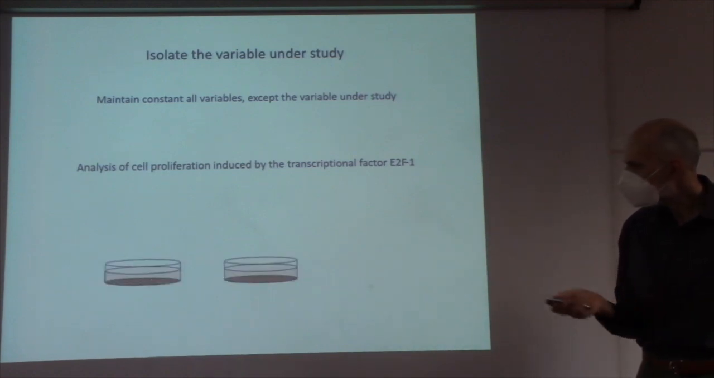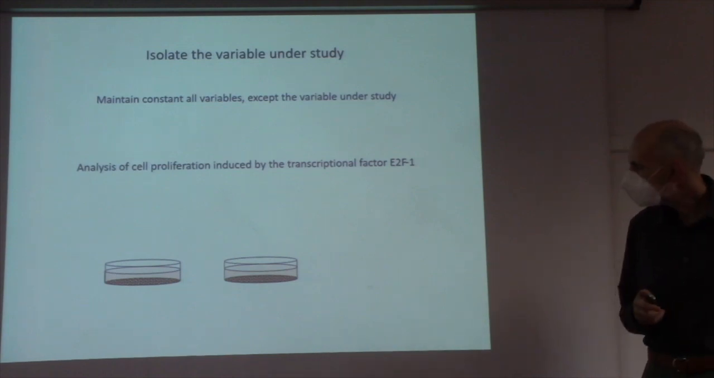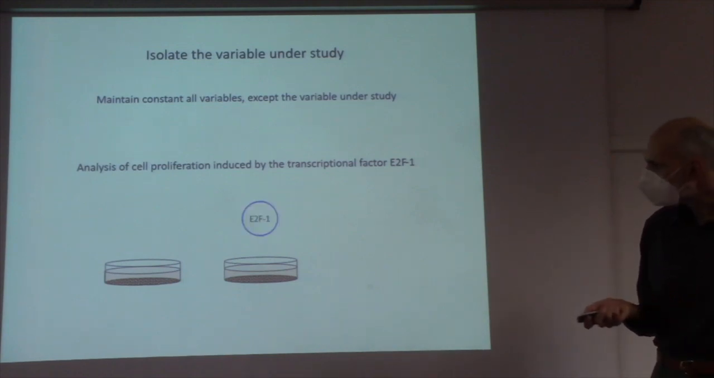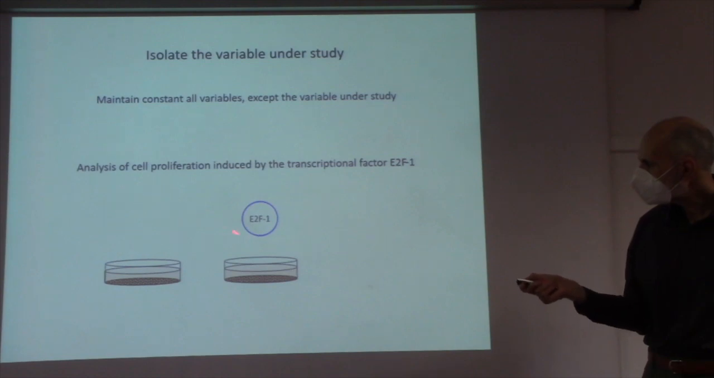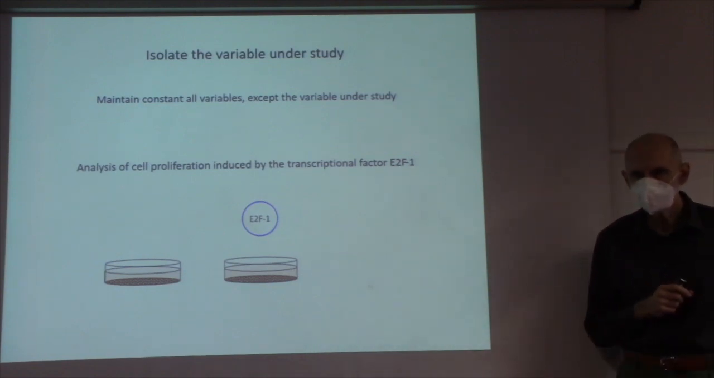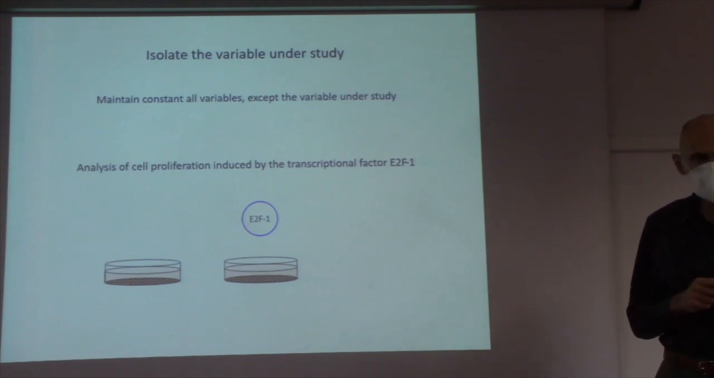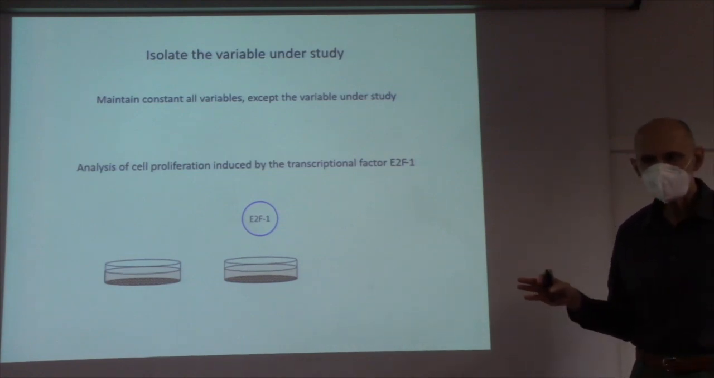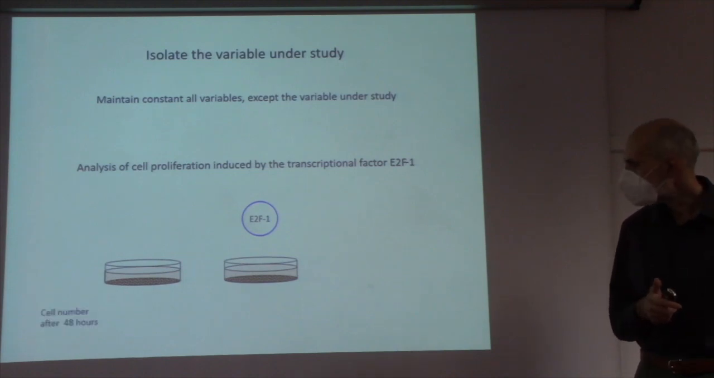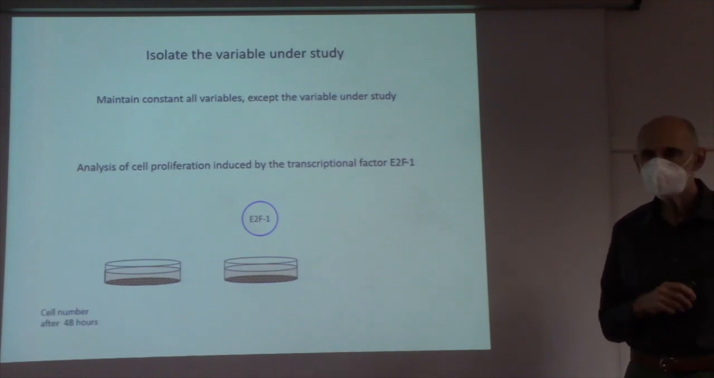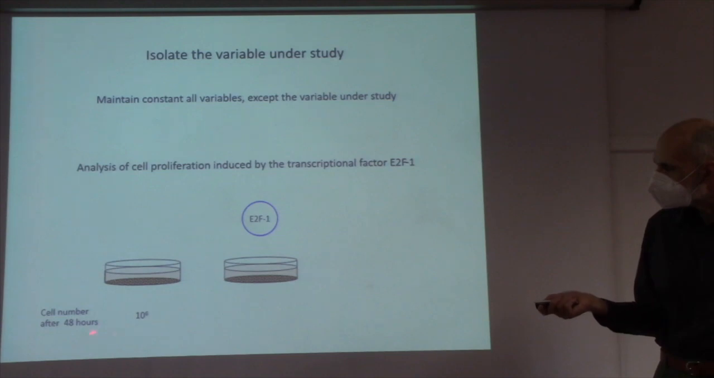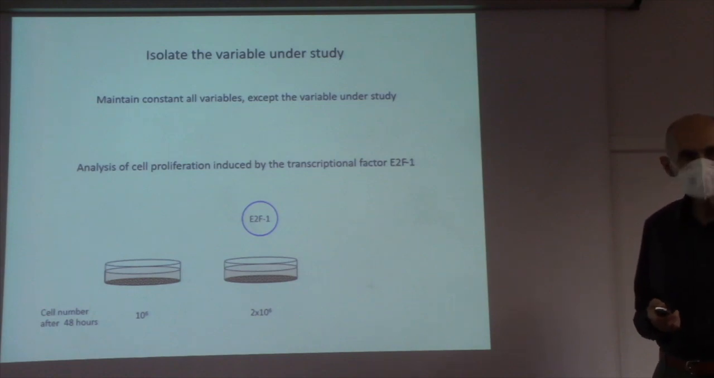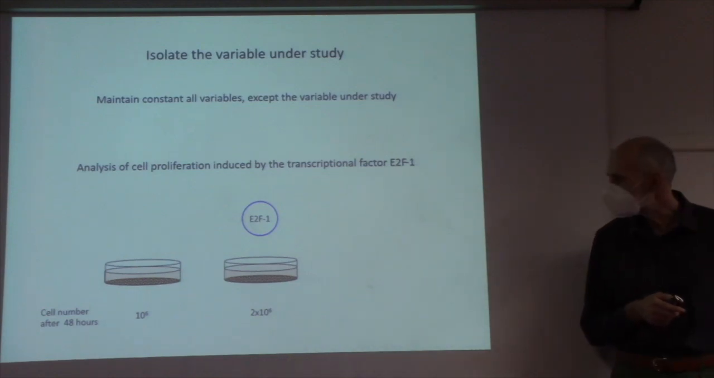And let's say we have two initially identical dishes again, and we transduce one of them. In this case, we transfect the cells in one of them with a plasmid encoding E2F1. Right? And then, of course, in the beginning they have an identical number of cells in them. Then we count them, say, 48 hours after the transfection. And we find that the first dish contains 10 to the 6, 1 million cells. The second one contains 2 times 10 to the 6, 2 million cells.